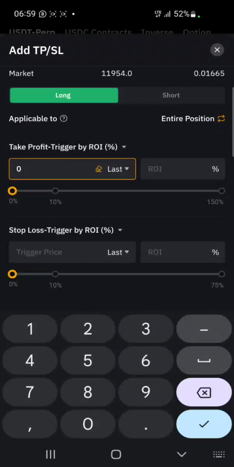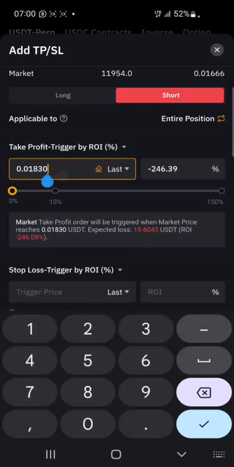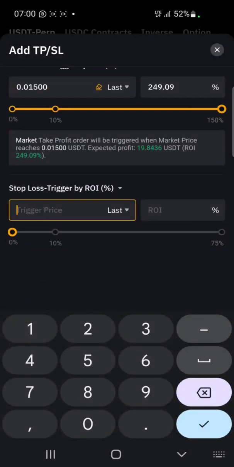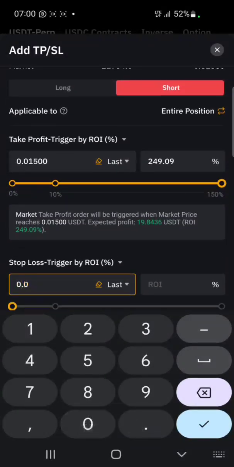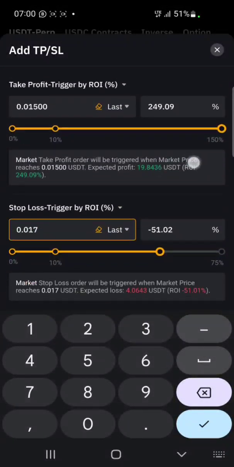Now let me assume, since it is coming down, let me say my take profit is 0.015000. Sorry, short, 0.015000. So I'll be getting 19 order if it goes as planned. Then my stop loss will be above this market price. So we'll be having 0.01. This is an assumption just to show how to place a trade.